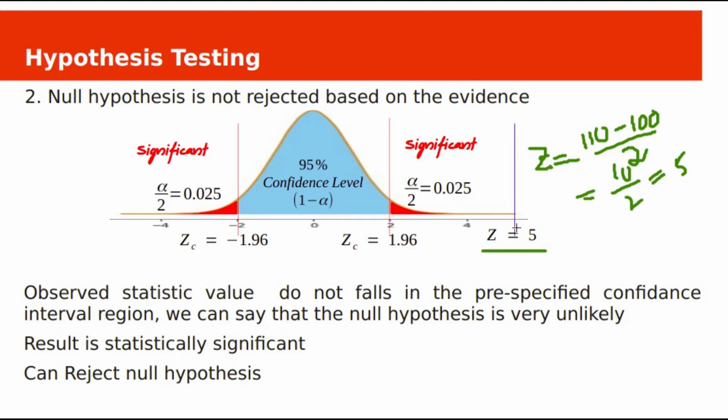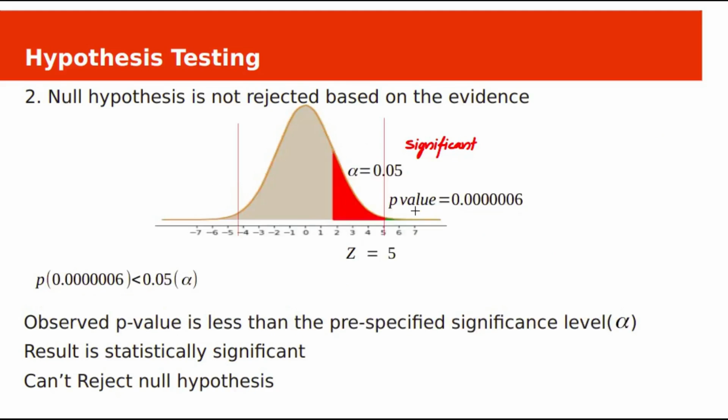It will be somewhere here on the graph. It is not in the confidence interval of 95%, from minus 1.96 to 1.96. Results are statistically significant. So the null hypothesis can be rejected. Let's check by using the p-value for this mean value of 110. We need to find the p-value at Z 5.